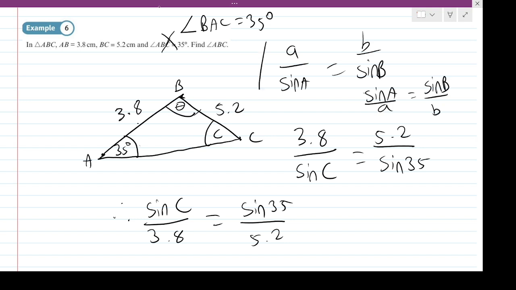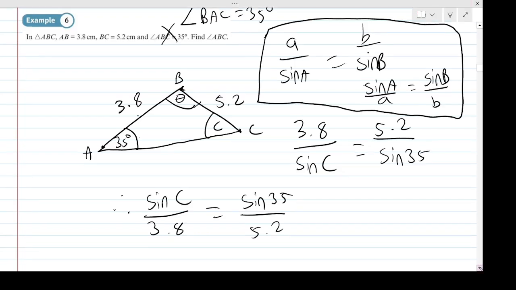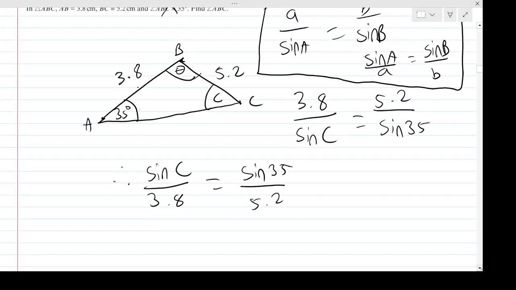Right? So there are two ways of expressing that sine rule, depending if you want to find a missing side or a missing angle. But anyway, there we are. So let's continue with this.